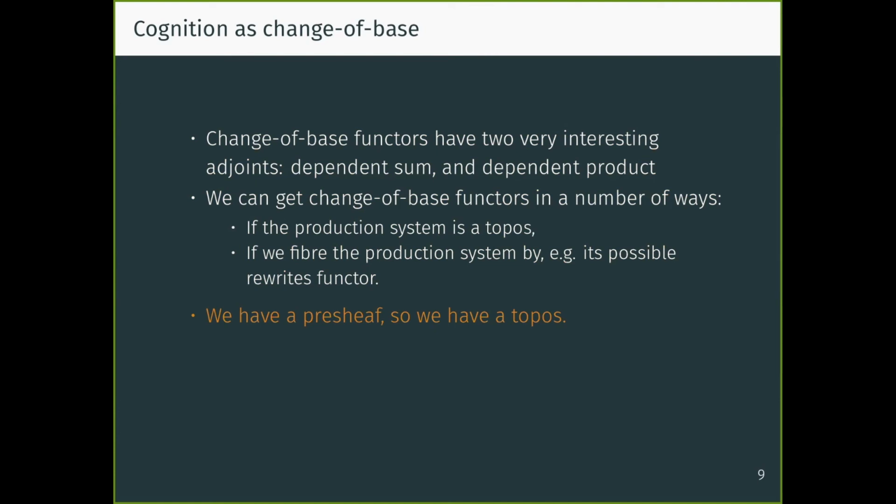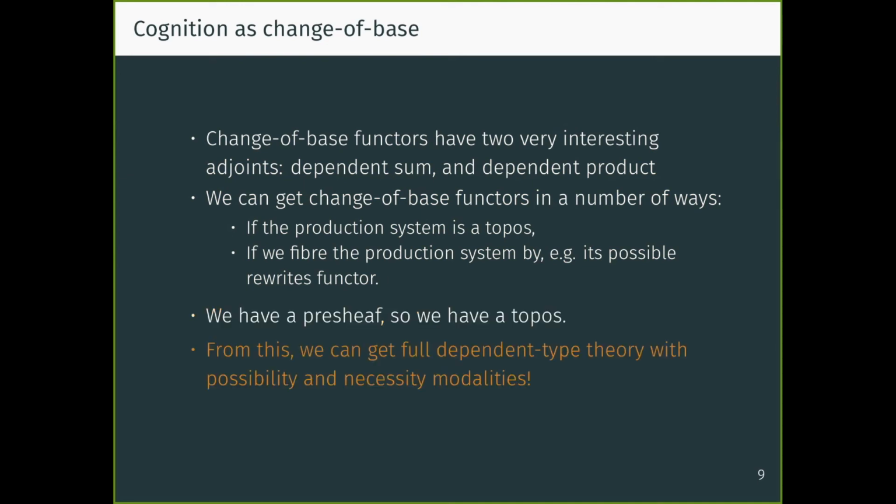Well, we have a way to get a pre-sheaf from our production system. What if we consider the category of pre-sheaves of the horizontal category of our production system? Well, then we have a topos. From this, we immediately get a wide array of powerful tools, but one thing that stands out is that we get the full power of modal dependent type theory as the internal language of our topos.